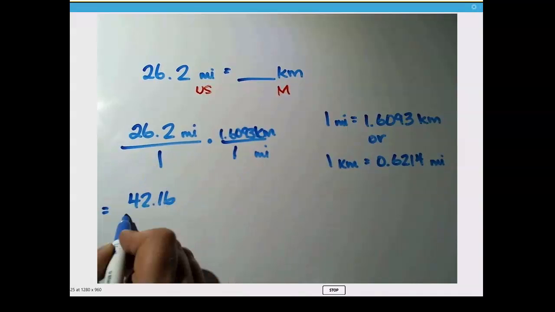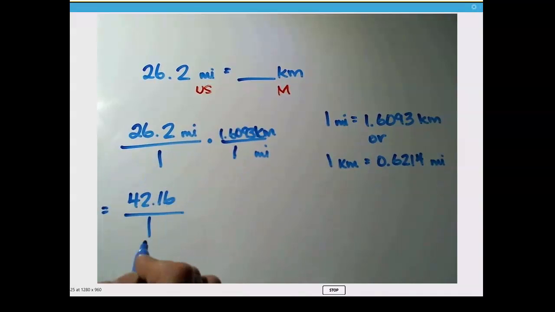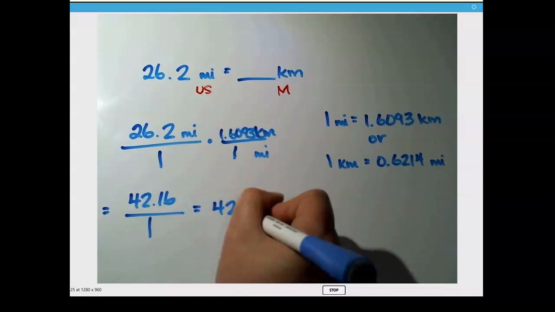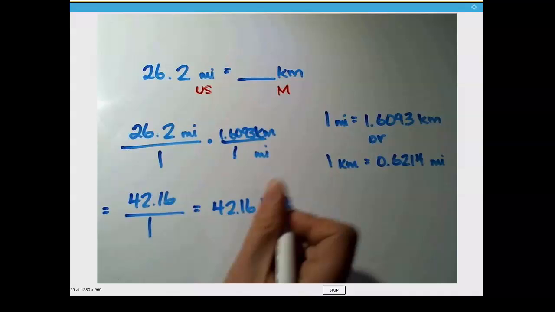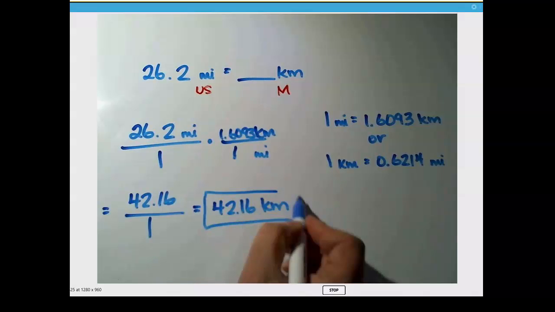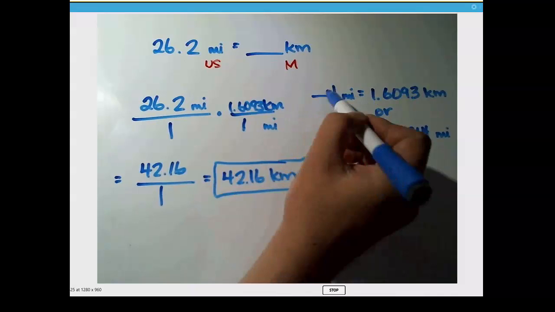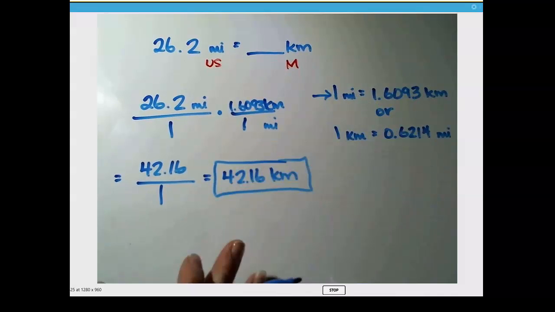1 times 1 is just 1, which I don't need to do anything with. I can just drop it. So my answer is about 42.16 kilometers. That's if I used the first one. Okay, fine.